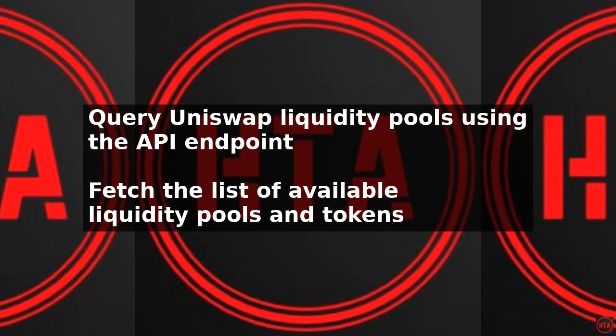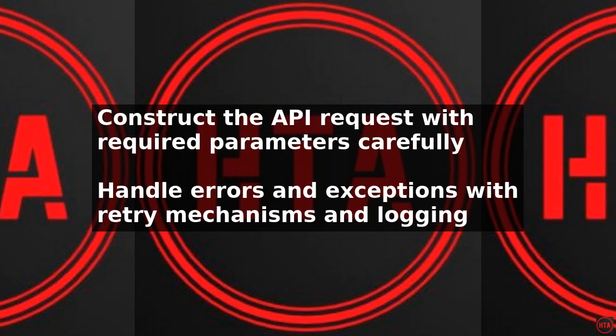Implement retry mechanisms and logging to diagnose and resolve issues. Example code snippets can help illustrate the process. For instance, in JavaScript, you might use the Uniswap API client library to add liquidity to a pool, passing in the pool address, token amounts, and wallet address as parameters.